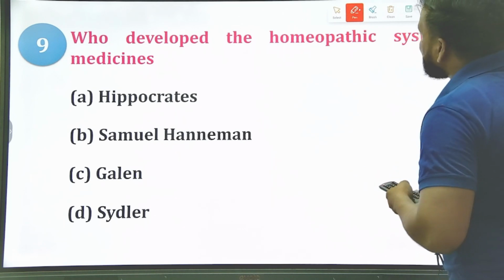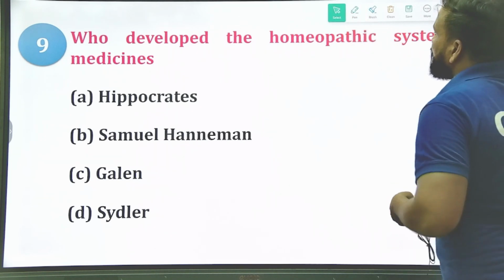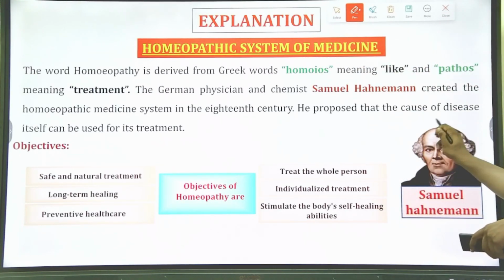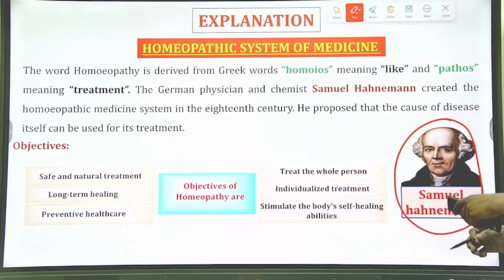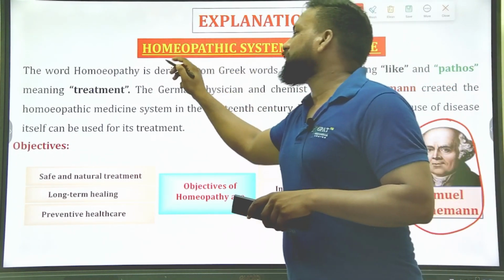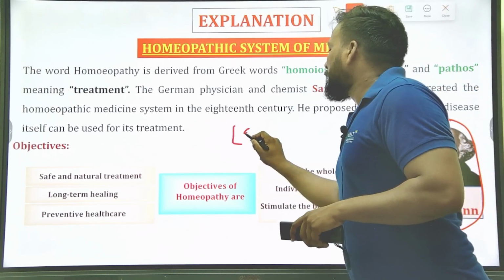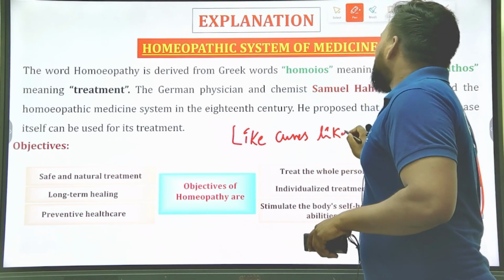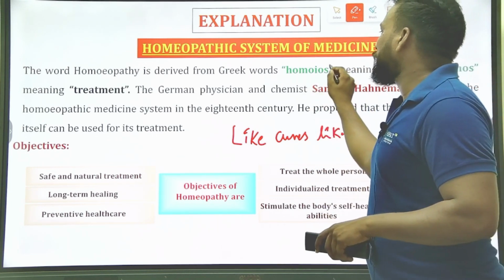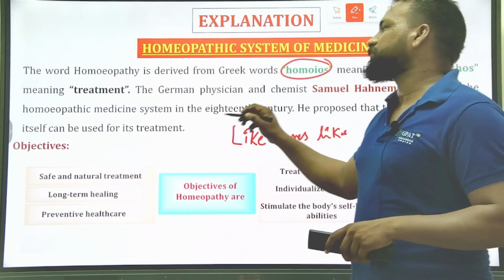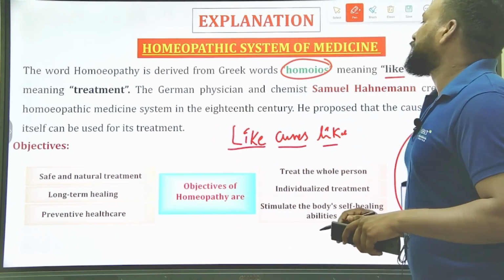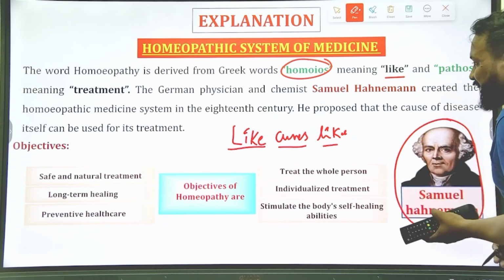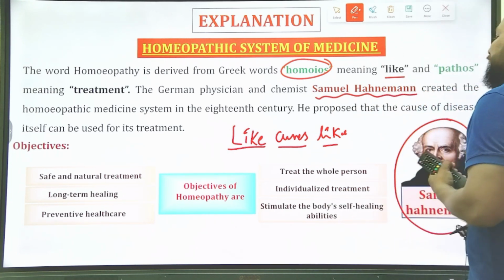Let me check the right answer. Yes, option B is correct. Samuel Hahnemann is known to be the father of homeopathy, and he developed the principle of similia similibus curentur, like cures like. Homeos means like, pathos means treatment, which means like uses like. So homeopathy means like uses like, which was created by Samuel Hahnemann according to his theory.